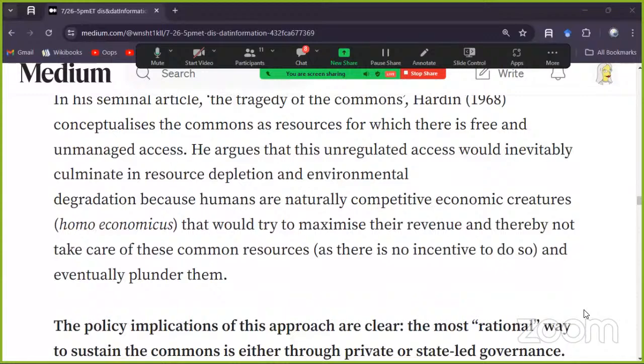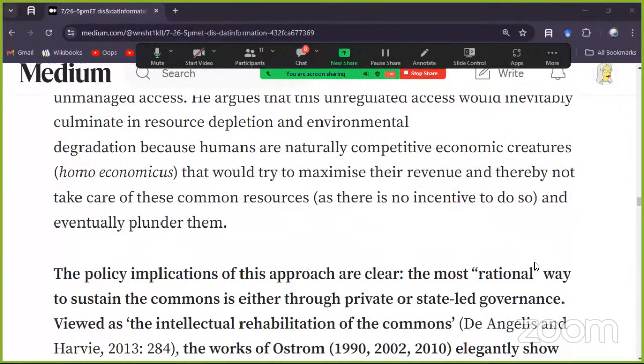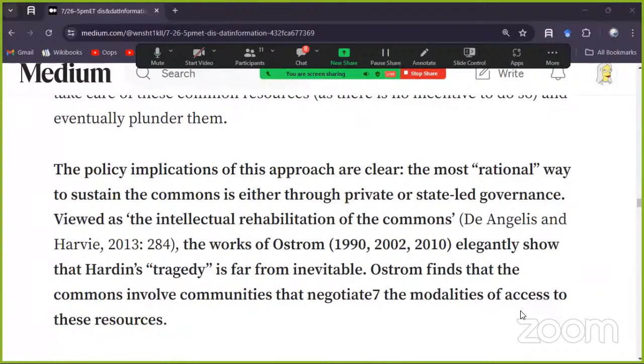Now, this is a kind of libertarian model that verges, as Hardin himself does, into a kind of Malthusian error, about, well, you just can't help people. There's this moment that we're just not going to be able to control ourselves relative to growth, and rather than collectively regulating it, there should be some other means by which this tragedy is overcome. That is by reinforcing certain private controls, which is doomed to failure, as I think that we've seen in modern development. The policy implications of this approach are clear. The most rational way to sustain the commons is either through private or state-led governance.